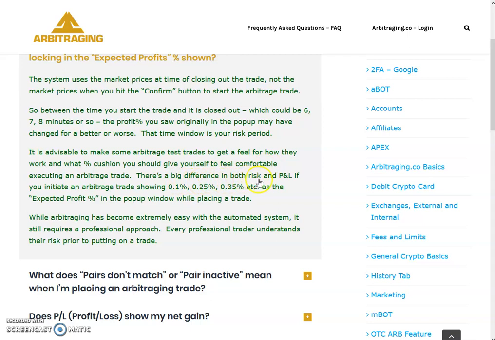There is a big difference in both risk and profit and loss if you initiate an arbitrage trade showing 0.1%, 0.25% or 0.35% etc. as the expected profit percentage in the pop-up window while placing a trade. While arbitrage has become extremely easy with the automated system, it still requires a professional approach. Every professional trader understands their risk prior to putting on a trade.